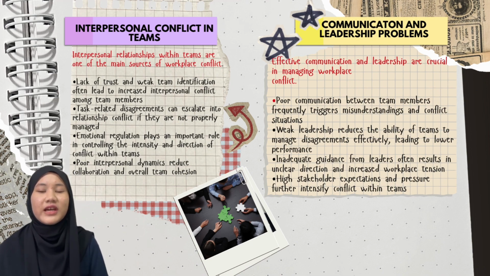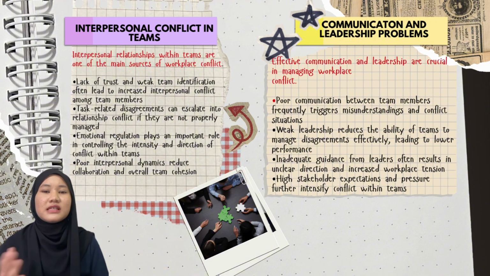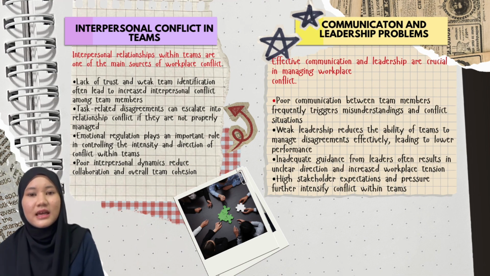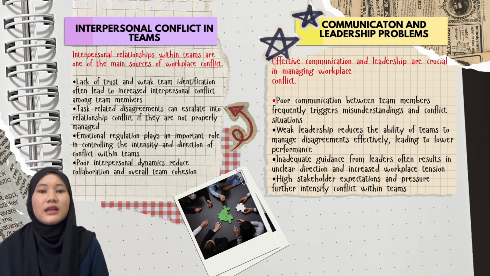The second issue identified is communication and leadership problems. Based on the selected journals, effective communication and leadership play an important role in managing workplace conflict and maintaining team performance. Poor communication among team members often leads to misunderstanding and misinterpretation of information and conflict situations. In addition, weak leadership makes it more difficult for teams to handle disagreement effectively.